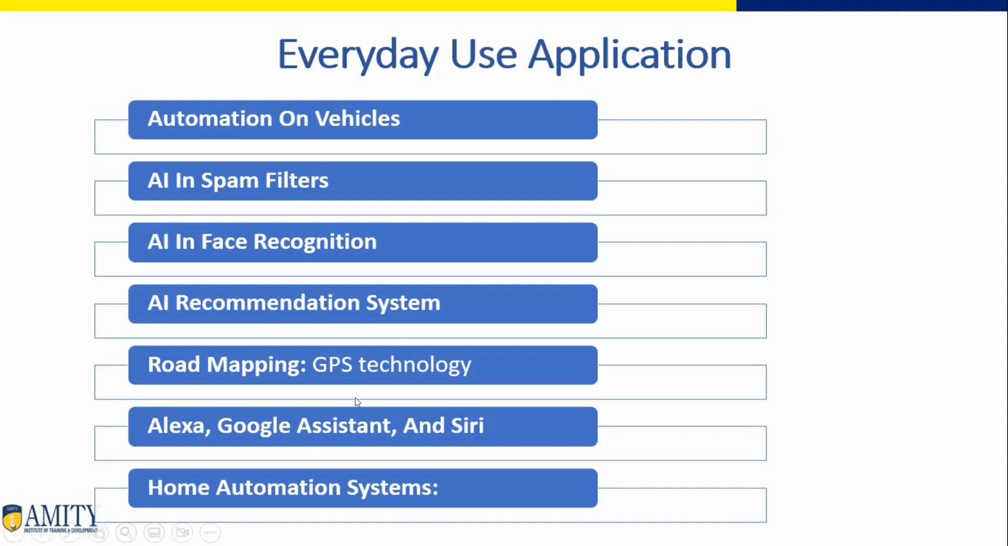And you all know that the GPS system we all are using, road mapping, is a purely AI application. And when we talk about Siri and Alexa, I told you NLP is being used, and again it is a kind of AI. And then you have the home automation system. You have a lot of IoT devices, they can take your commands through the Alexa and all. It is also an application of AI.